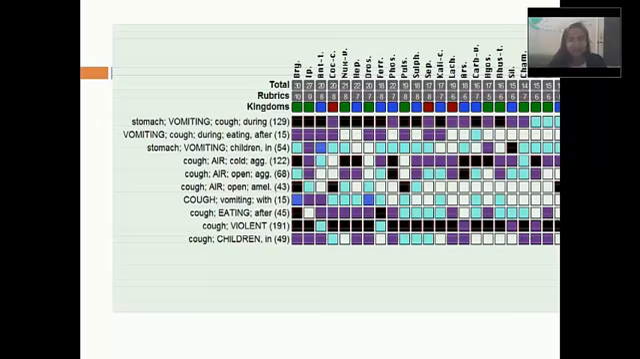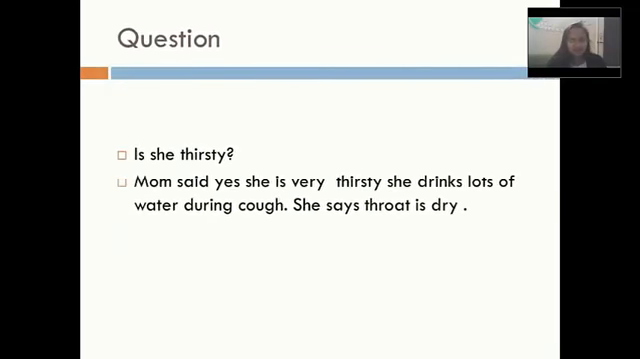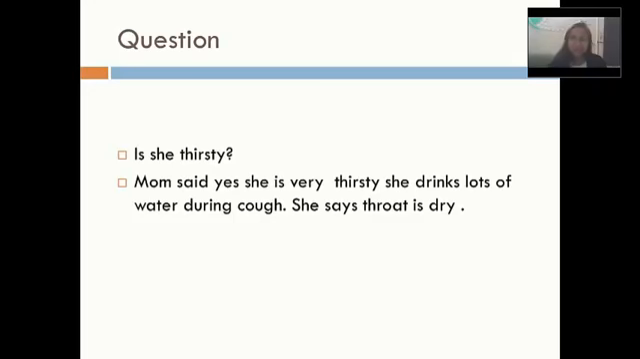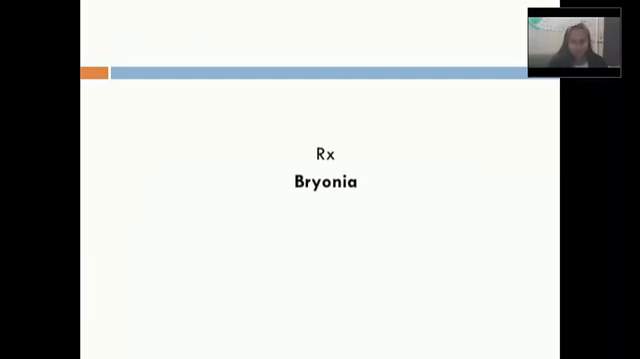repertory, I asked a question to the mother to just confirm whether it is bryonia or ipecac. I asked her, is your child thirsty? So mom said yeah, she is very thirsty, and she drinks lots of water during cough. She says the throat is dry. So this girl was saying that my throat is dry, and I was very sure of bryonia, because bryonia has a lot of thirst, immense thirst, and I prescribed bryonia, and she got better within 1 day.